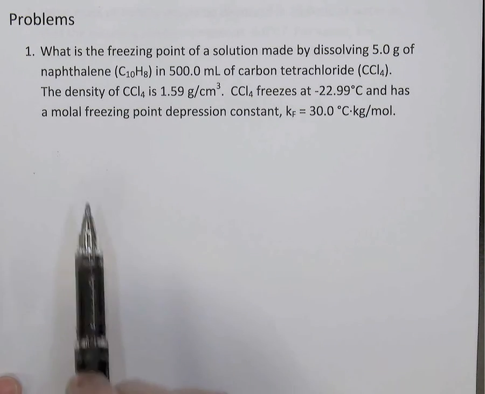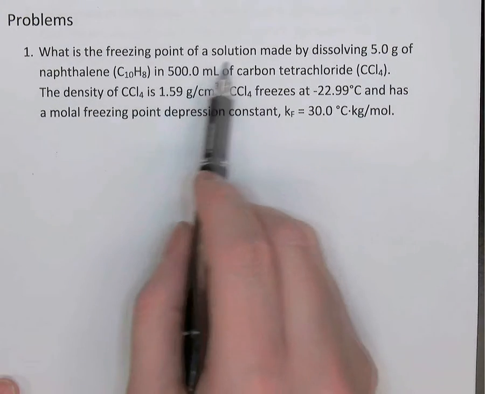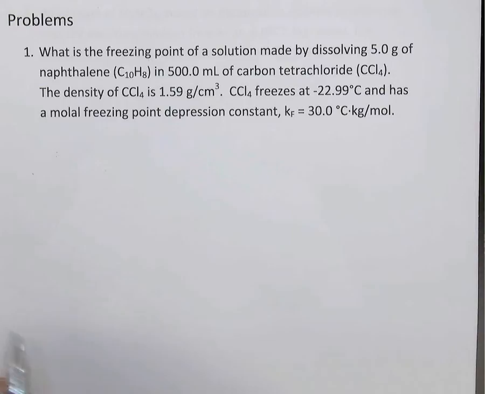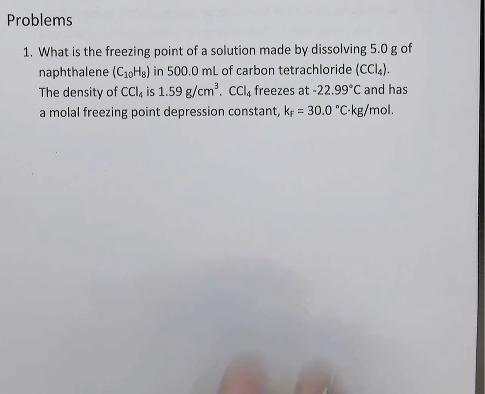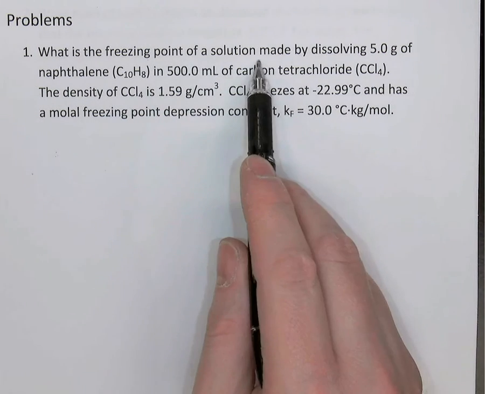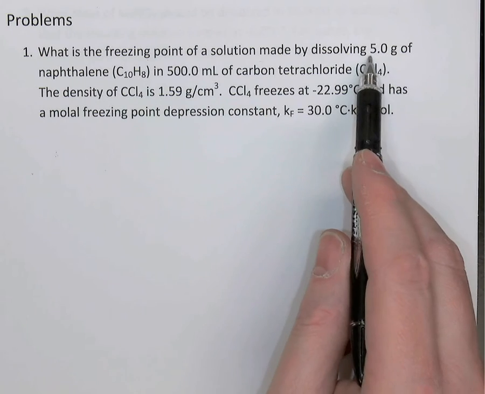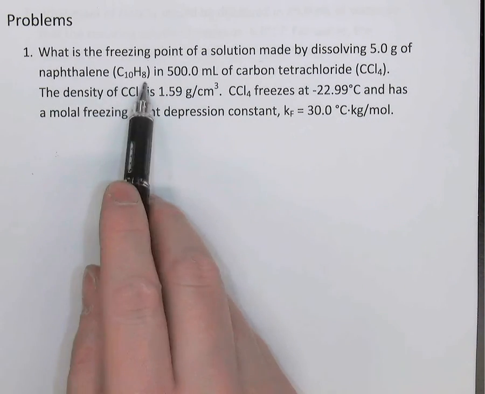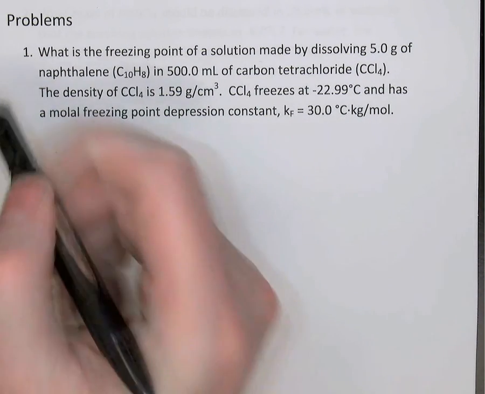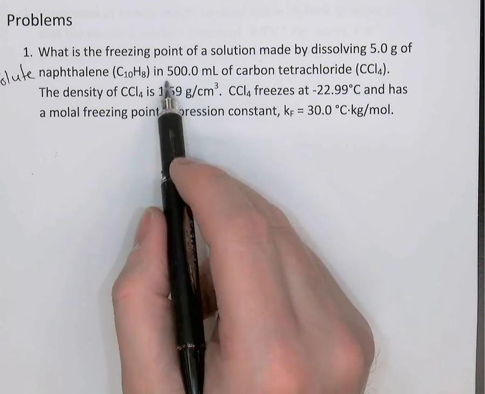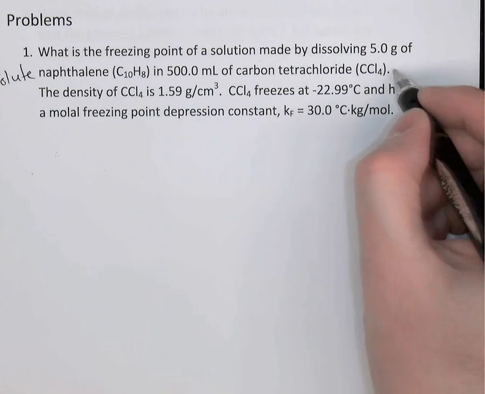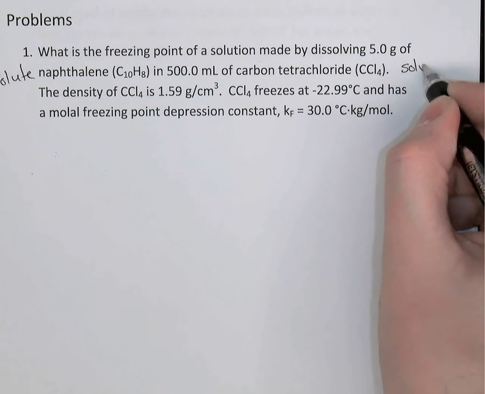So the first question: what is the freezing point of a solution? That very phrase right there tells me that we're in the solutions unit, we're dealing with colligative properties, and almost certainly the freezing point depression is what we're dealing with. So what's the freezing point of the solution made by dissolving 5 grams of naphthalene? Naphthalene is my solute in 500 milliliters of carbon tetrachloride.